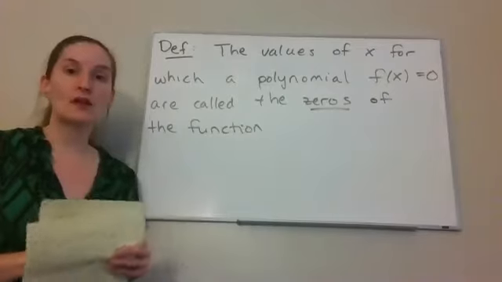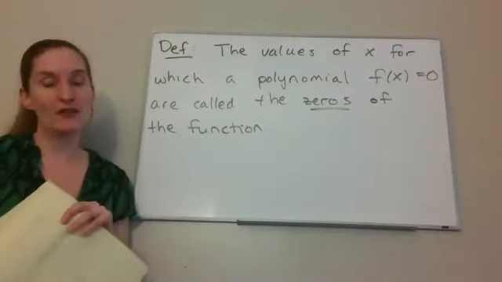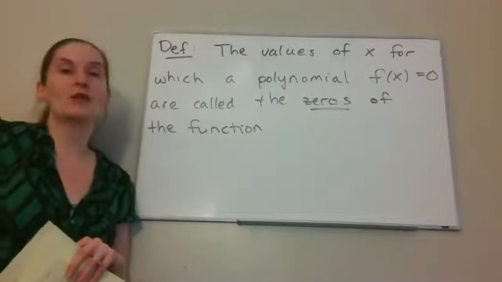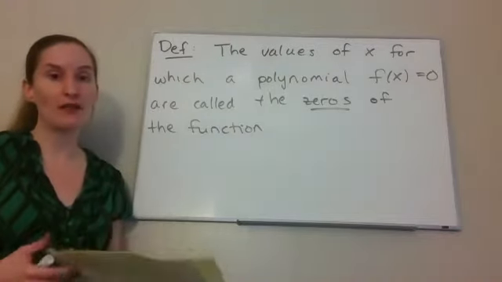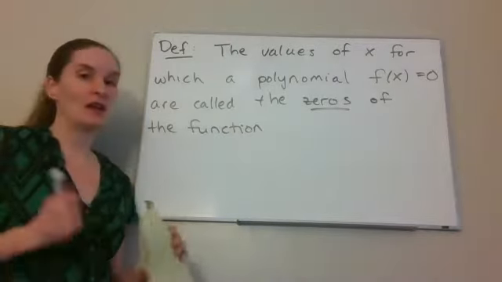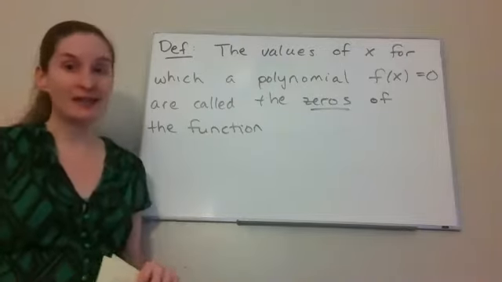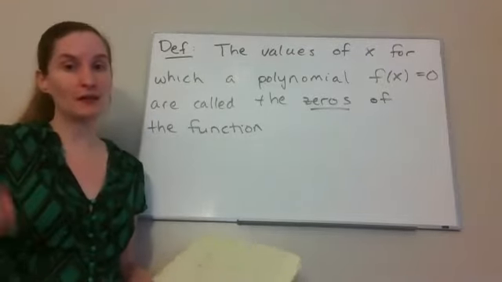So the zeros of our function are actually the solutions to the equation f of x equals 0. That means they're the roots of the equation, and it also means that they are the x-intercepts of our graph. So anytime you see roots or zeros or x-intercepts in reference to a polynomial, they're all talking about the same exact thing.